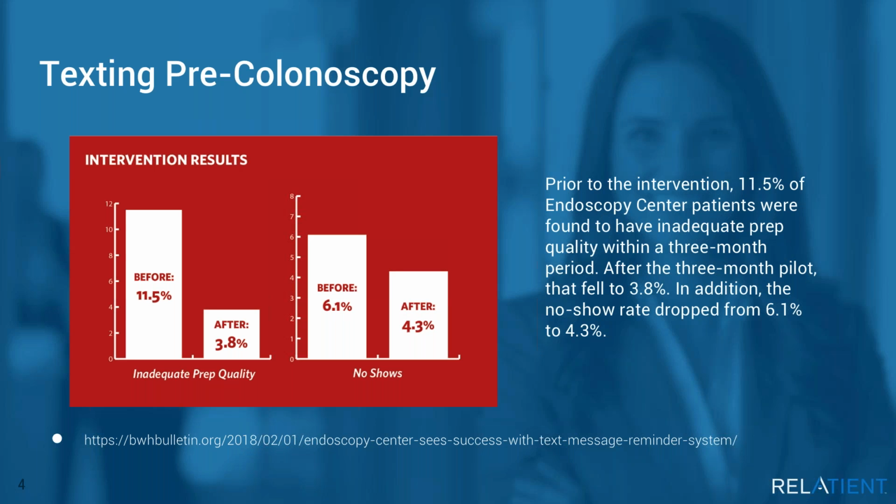Some quick examples. This has been going on for some time. There are a lot of good studies out there. This particular one was a group who was doing texting for pre-colonoscopy screenings, looking for ways in their intervention results to try to improve from the inadequate prep quality. And in a very short amount of time, in just 3 months, so 1 quarter, they were able to reduce that from 11.5% to 3.8%, almost a quarter of what it was before.